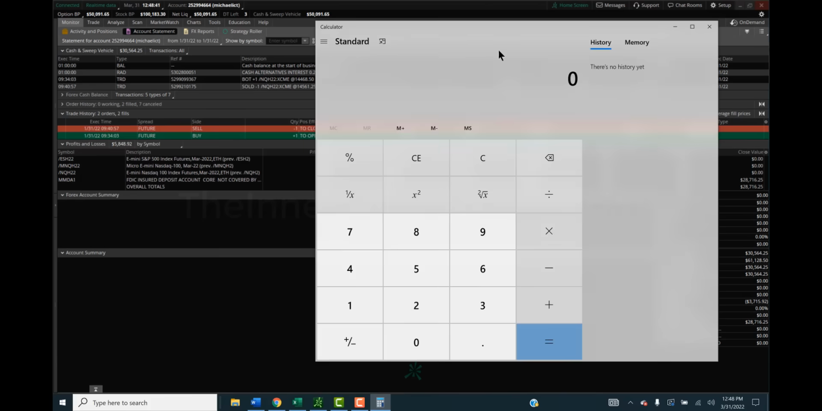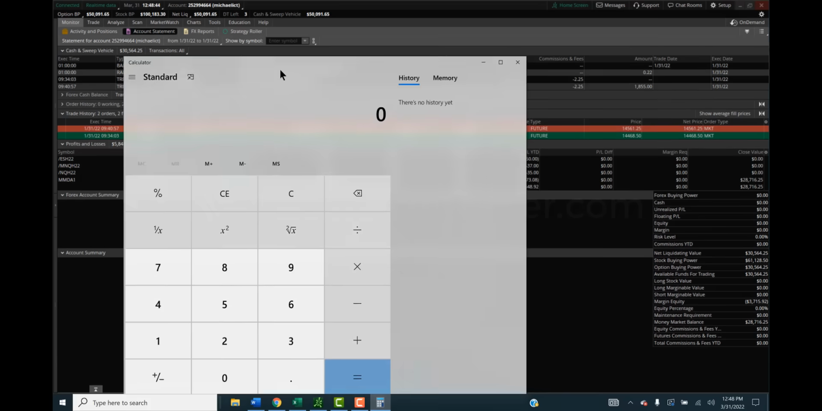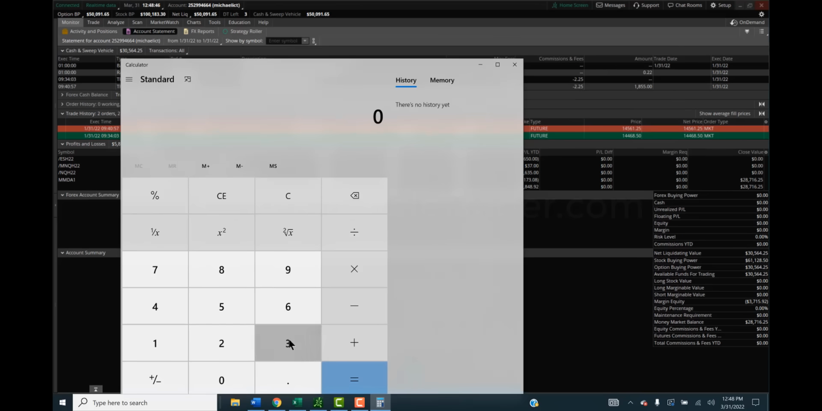So I'm going to pull up the calculator here, and I'll show you the ending balance on the last trading day of January minus the starting balance of $25,000. There's $5,564, and divide that by the starting balance, and that'll give you a rate of return of plus 22%.